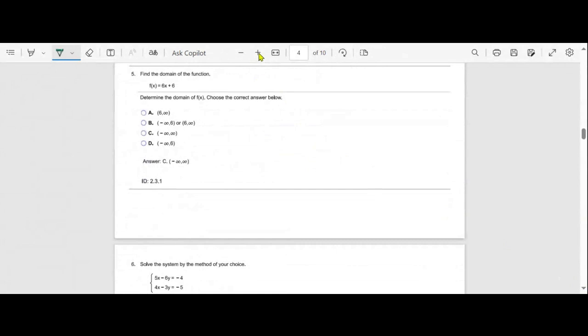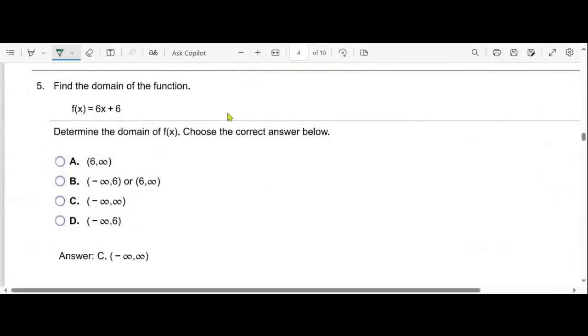I need someone to read. Is Khalid here? Yeah, read it, Khalid. f of x equals 6x plus 6. Determine the domain of f of x. Choose the correct answer below.